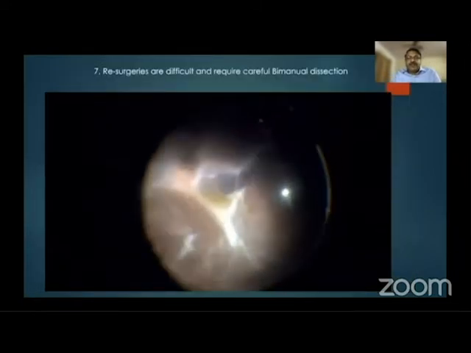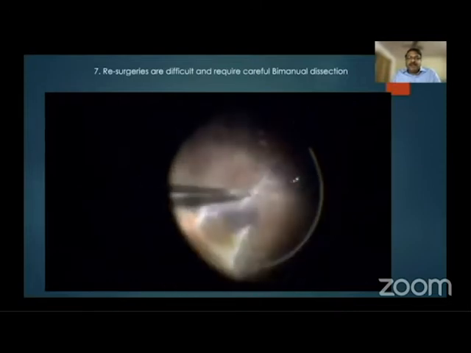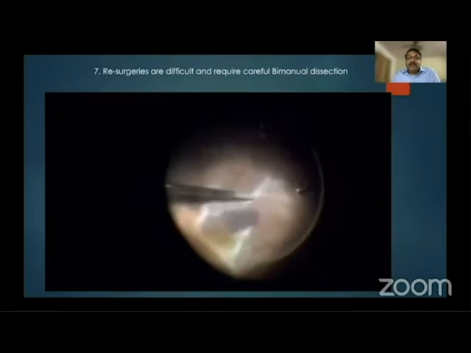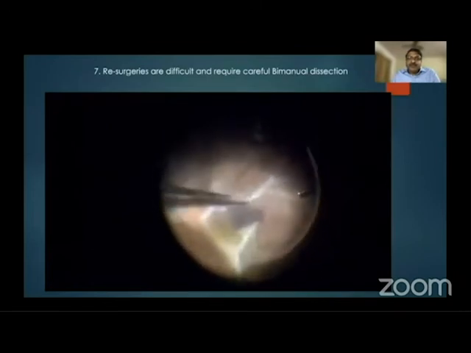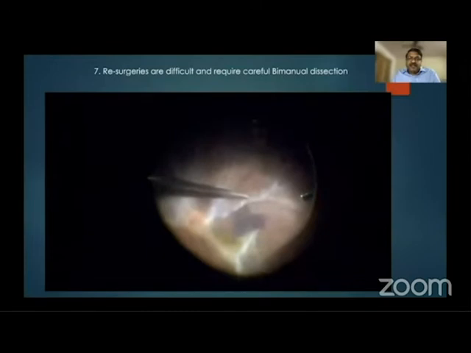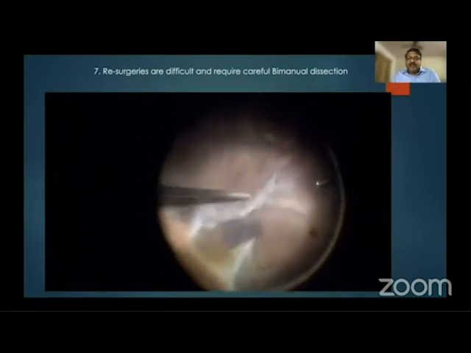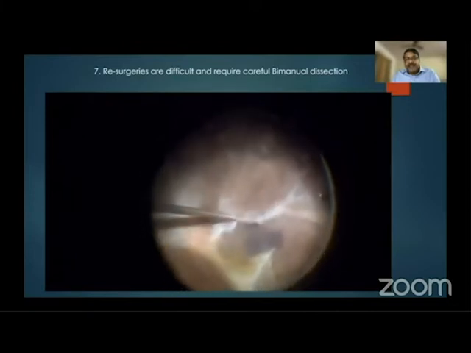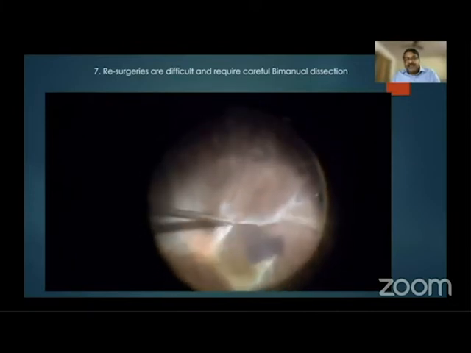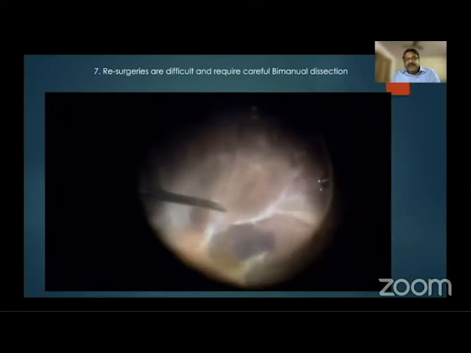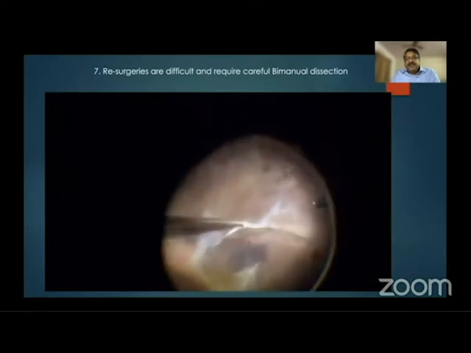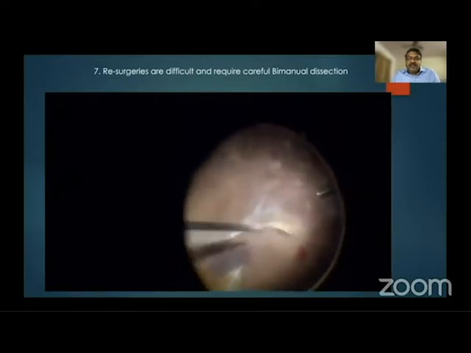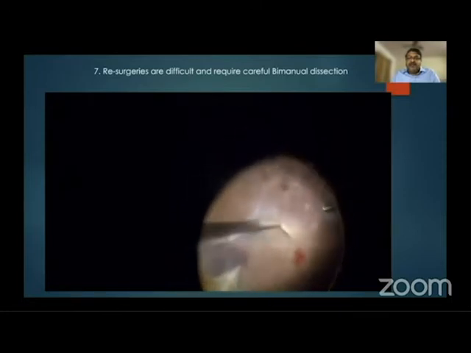Resurgeries are difficult in diabetes, and here one can see that the membranes have not been removed and silicone oil was placed in the only eye of the patient, and the patient came back with redetachment, and I had to dissect all these membranes. Dissection of membranes when you're doing resurgery is extremely difficult because of the friable nature of the retina.